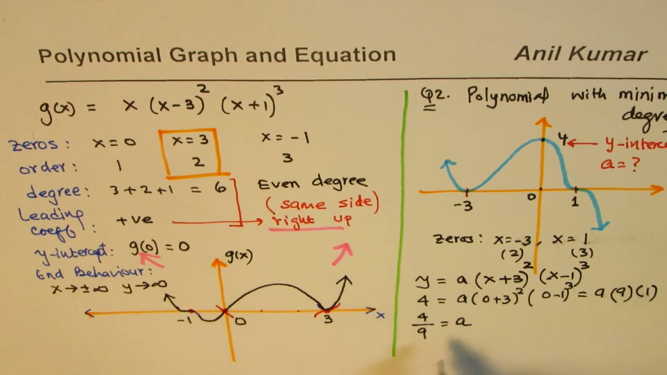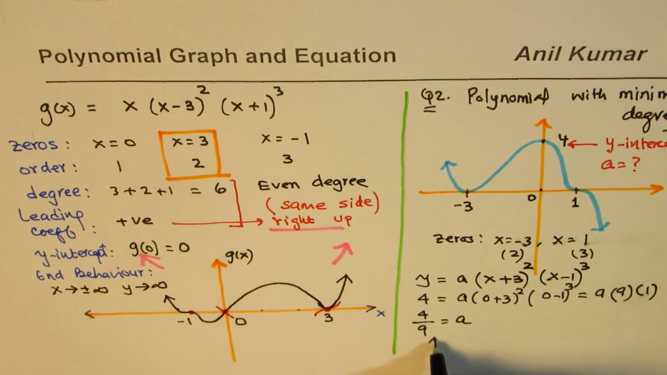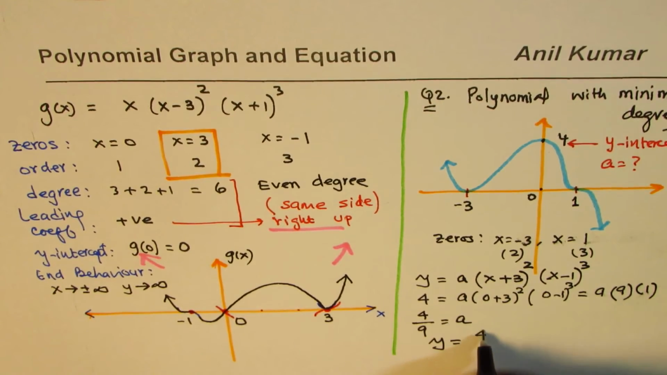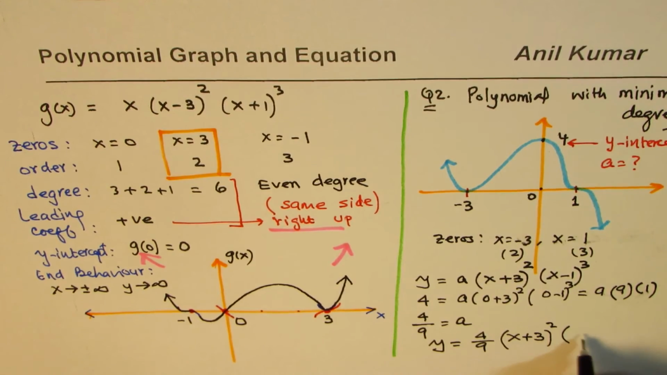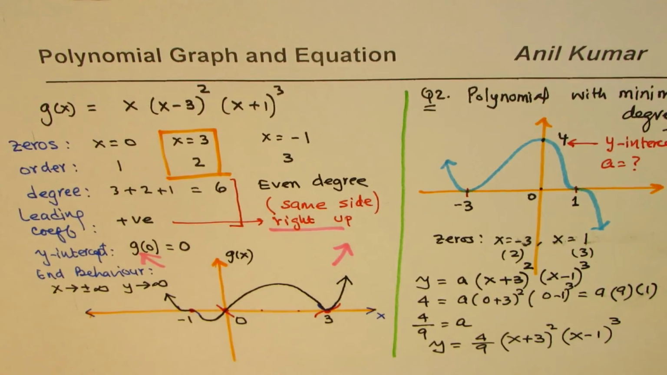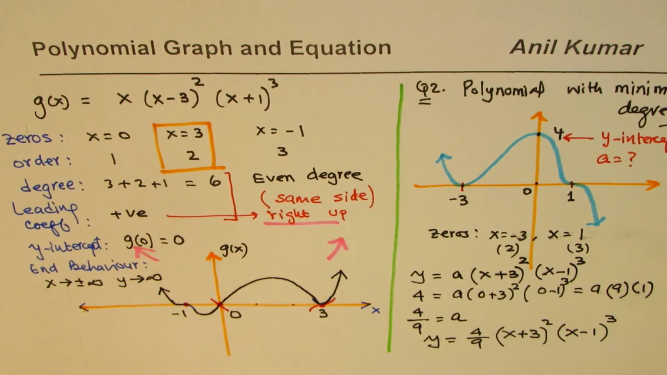Okay. Once you have the value of a, you can write the function as y equals, a is 4 over 9, and the factors are (x plus 3) whole squared times (x minus 1) whole cubed. So that is how you get the equation of a polynomial from the given graph, right? I hope it helps you to understand the concept.